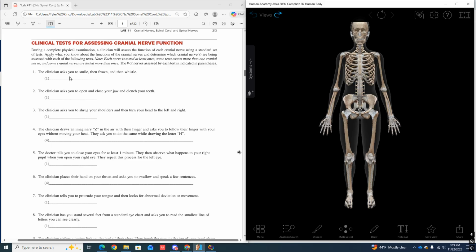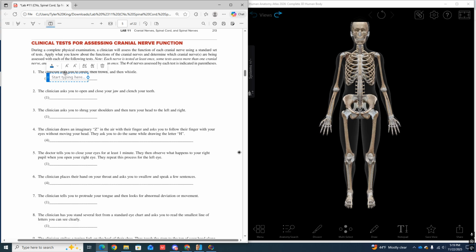The clinician asks you to smile, then frown, and then whistle. Which one is this referring to? If you're doing muscular actions of the face, this is referring to the 7th cranial nerve, the facial nerve. Clinician asks you to open and close your jaw, clench your teeth. What is this referring to? Muscles of mastication. This is trigeminal, so this is CN V, trigeminal.